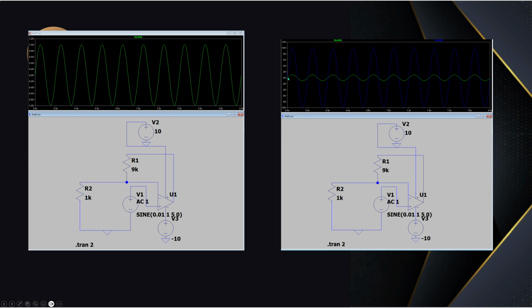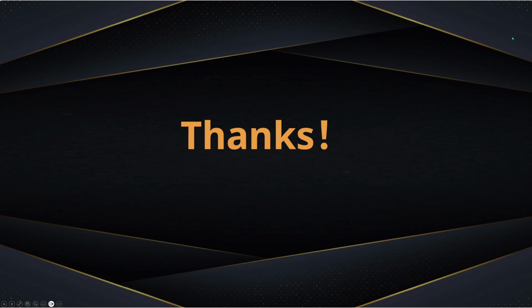The first, as you can see, this one is non-inverting, right? So this one is the input. You can see it starts at 1 volt and it oscillates at 5 hertz, so 5 times per second. And as you can see, this is the input and this is the output, 10 volts, and then here is the input.